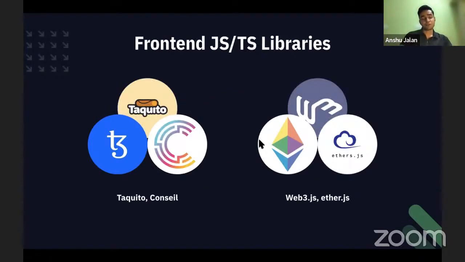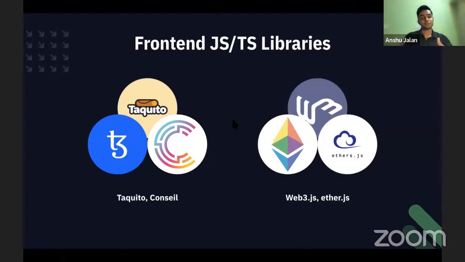Apart from the smart contracts, we have the front end. The front end is used to interact with the smart contracts deployed on the blockchain. Just like a standard front end for a Web2 app, you can use React, Vue, or other libraries like Angular. These are basically JS libraries that you use to make the front end. And what you get from the blockchain are some other libraries, like on Tezos, we have Taquito and Conceil. On Ethereum, we have Web3.js and Ethers.js. These libraries allow you to connect your front end with the smart contracts.